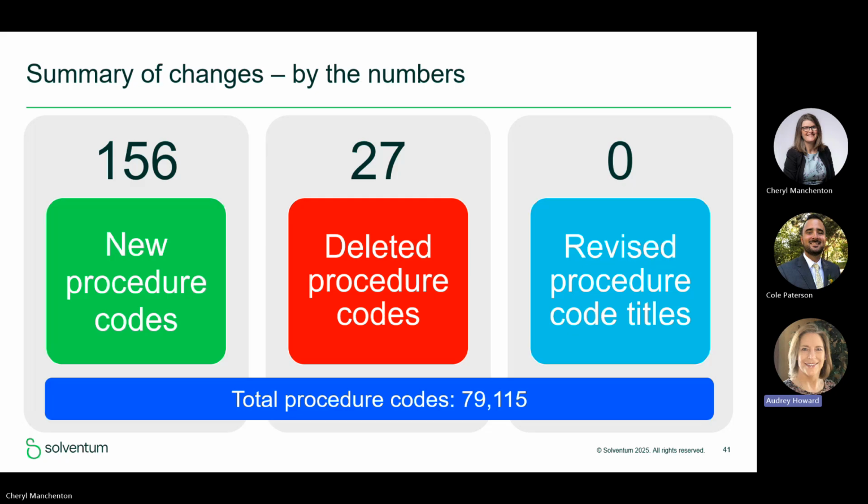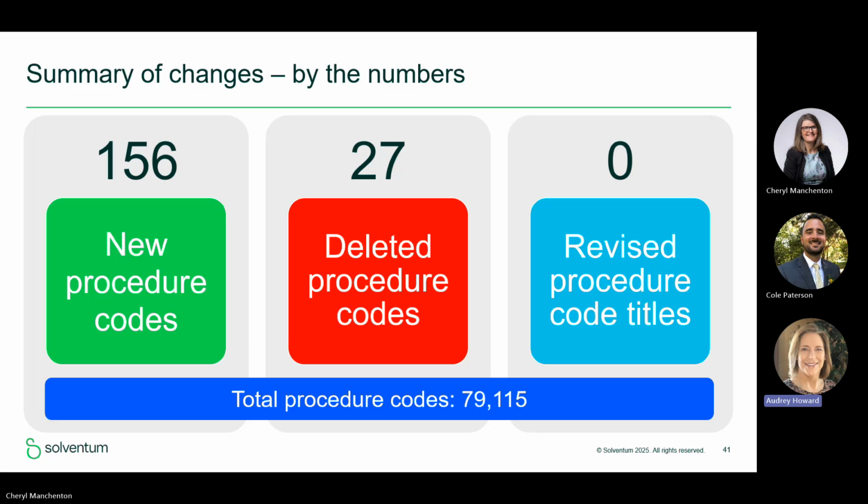And so as you can see here, just the summary overall, effective October 1st, 156 new procedure codes were created with 27 deleted procedure codes. And we're going to hit on some of those major ones that could impact on quality reporting for this year.